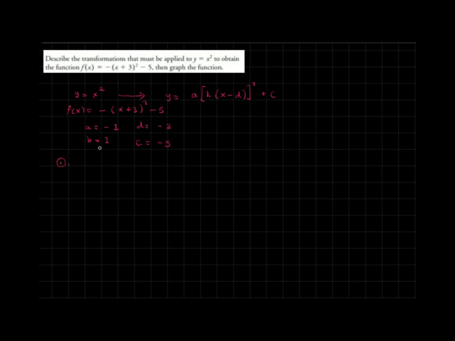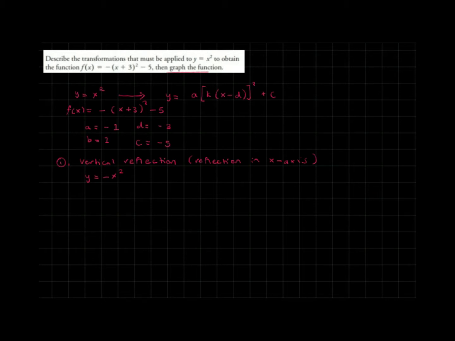So the first transformation you can see: if a is less than 0, we have a vertical reflection. And a vertical reflection is basically a reflection in the x-axis, or over the x-axis. Okay, and in this case, what we mean by vertical reflection is y is equal to negative x squared. So how does that affect the function?